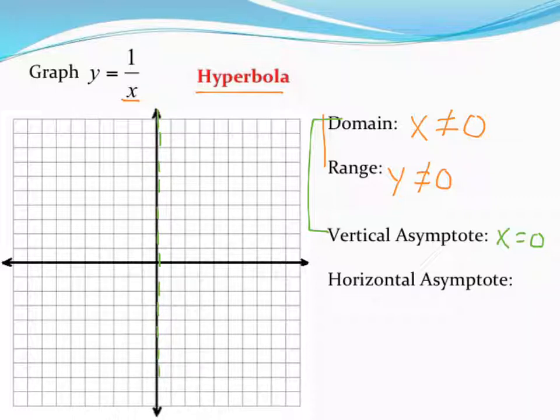I will not have a graph at that location. There'll be a break in my graph. And the reason for that is because I cannot divide by 0. If I plugged in 0 for x, I would not have an answer. There will be no graph there.